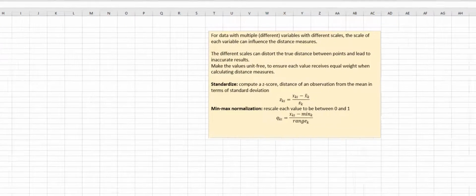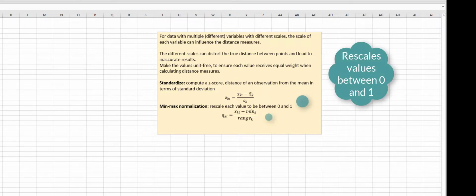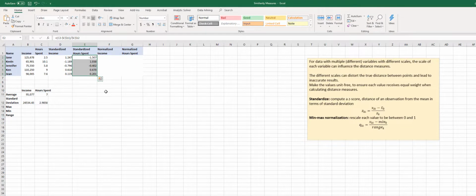Next, I'm going to explain another widely used transformation method, which is min-max normalization. In min-max normalization, we subtract the minimum value from the observation and then divide the difference by the range. And if you recall from the previous videos, range is the difference between maximum value and minimum value. This approach rescales each value to be between 0 and 1. In order to find the min-max normalized value for any observation, first we need to find the minimum and maximum, and also the range for the variable.